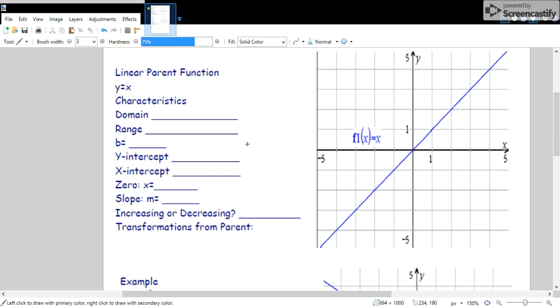On page 6 of your linear functions booklet, we're going to go over analyzing and describing our linear graphs. So let's look at the first example. That is our linear parent function, y equals x. Here are some characteristics. The domain: let's label our arrows.